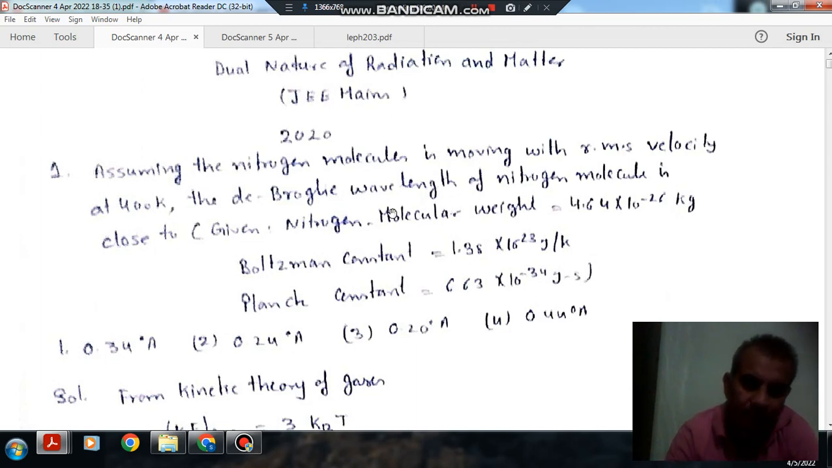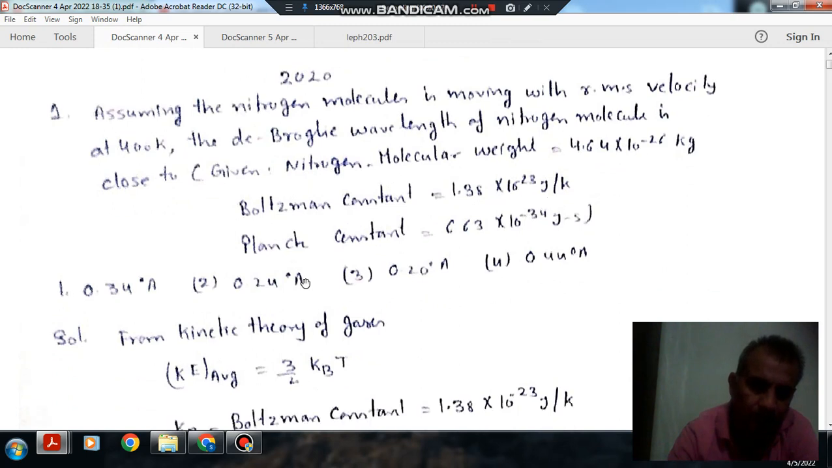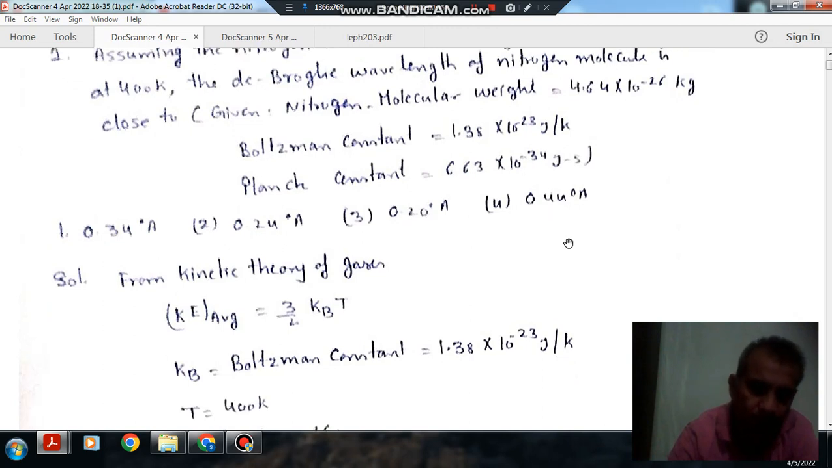the de Broglie wavelength of the nitrogen molecule is close to, given that the nitrogen molecule weight is 4.64 into 10 minus 26 kg, Boltzmann constant 1.38 into 10 minus 23 joule per Kelvin, Planck constant 6.63 into 10 minus 34 joule second. Options are 1.34 angstrom, option 2 0.24 angstrom, option 3 0.20 angstrom, option 4 0.44 angstrom.